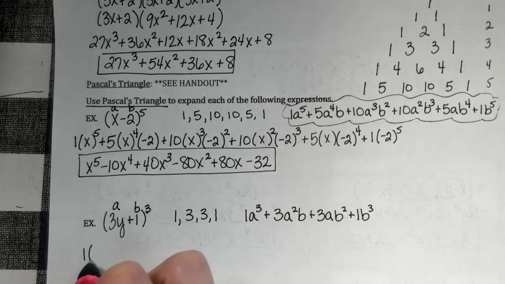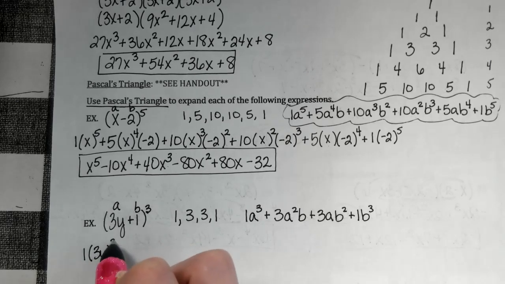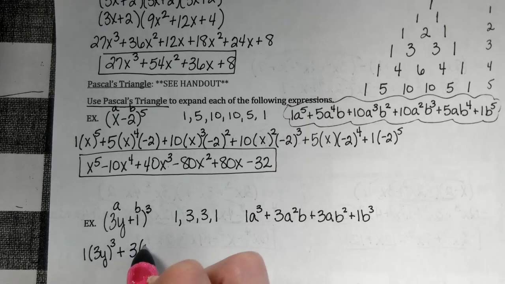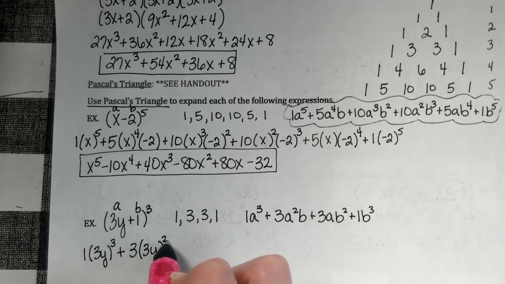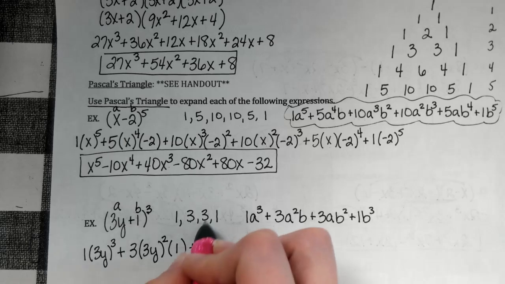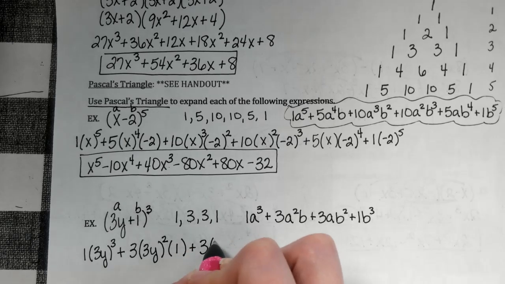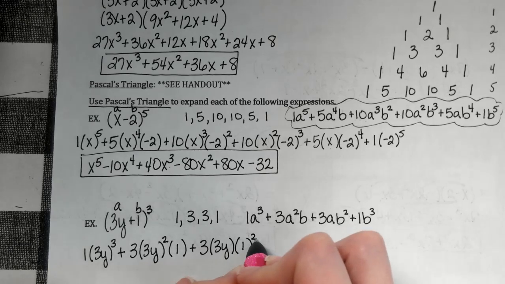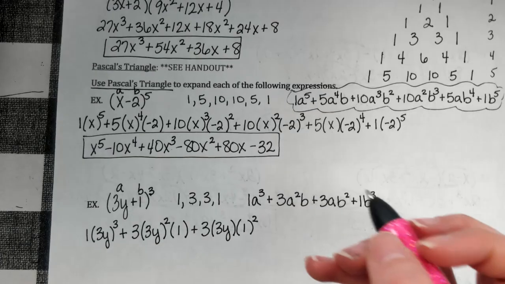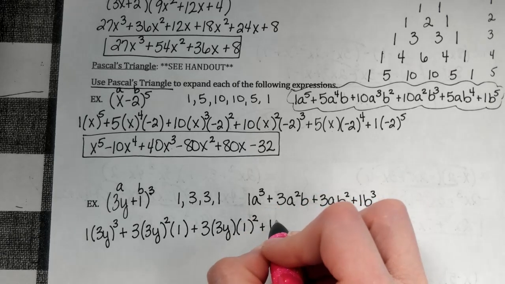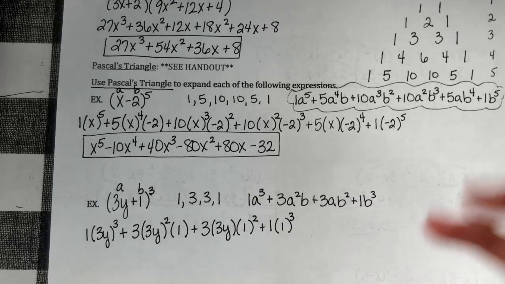So I have 1, and my first term, 3y, has a power of 3, plus my coefficient of 3. 3y is now reduced to squared, and now the b term, which is my second term of 1, increases. Then I have my third coefficient of 3. 3y decreases to an exponent of 1, and 1 now has a power of 2. And then my last coefficient of 1, 3y disappears because it's to the 0 power, and 1 is to the 3rd power.